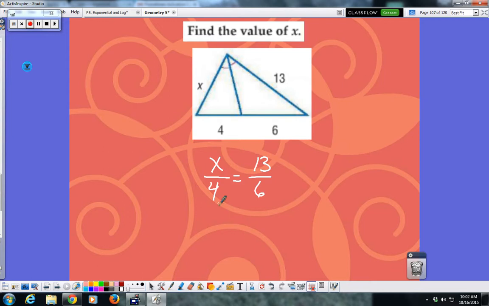X is to 4 as 13 is to 6. 4 times 13 gives me 52. I've got to divide that by 6, which gives me 8.6 repeating, correct? Which rounds up to 8.7. So my side length there, 8.7. Check me the other way. You can do 13 divided by 6, take that answer, multiply it by 4. Once you get that scale factor, it should be the same answer.